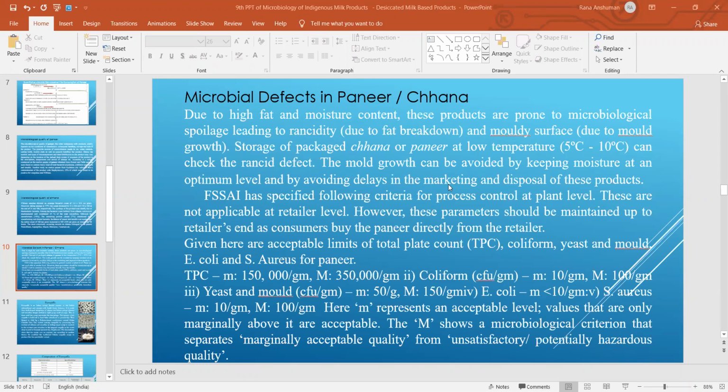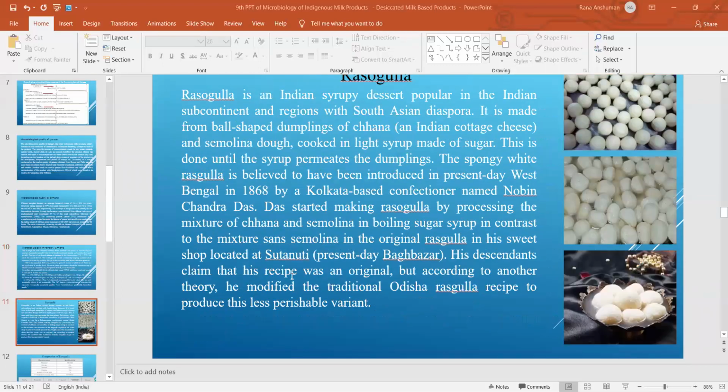Here some standards are given. Simply you have to remember these standards, that what are the total count of bacteria, what is the maximum level of coliform, and then what is the yeast and mold population level, Escherichia coli level. So automatically you have to remember the total maximum count of all these type of different type of microorganisms in your final product.